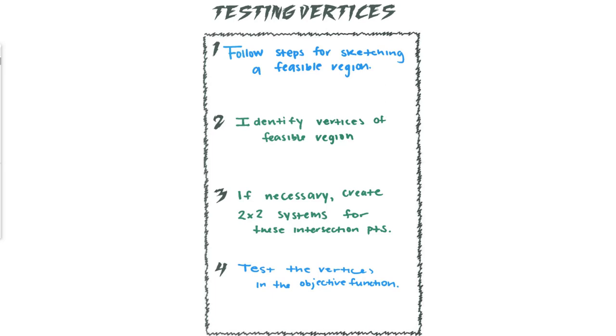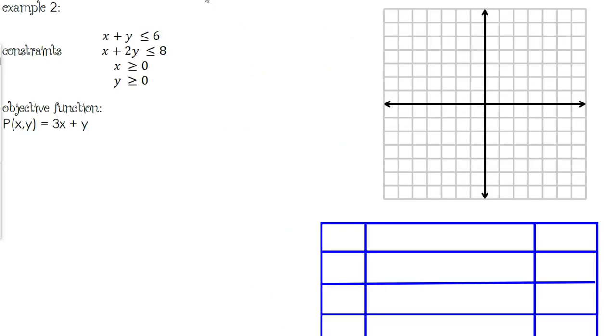So testing your vertices, you're going to actually go through the same steps we've just done. We're just going to add in some steps. You're going to identify what those vertices are, and you may have to use a system of equations to help you find those intersecting points, and then test your vertices into the objective function. So let's see what that looks like. So this is example 2. I'm going to get you to graph each of those graphs, and on the next slide I'll show you what they look like when they're graphed.